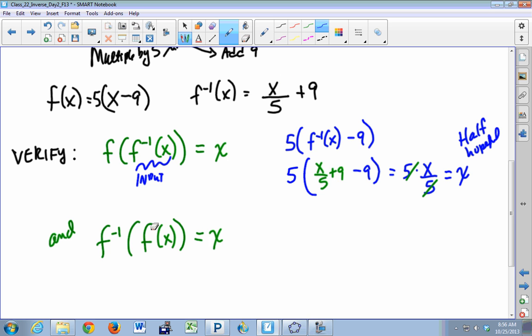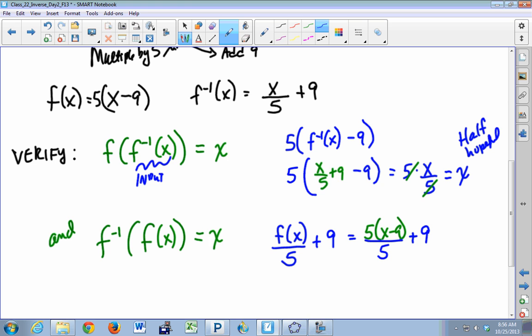So let's take f of x and put it into our inverse function. So it's going to be f of x divided by 5 plus 9. Now I'm following the instructions, the recipe for my inverse function. To simplify this, I replace f of x with what it's equal to. F of x is equal to 5 times x minus 9. And now I perform the remaining pieces of my inverse function.